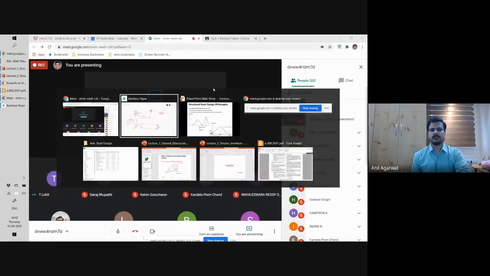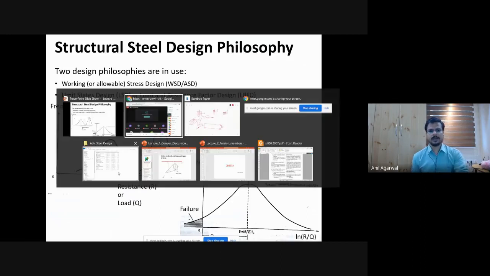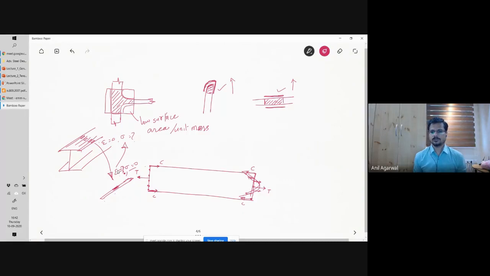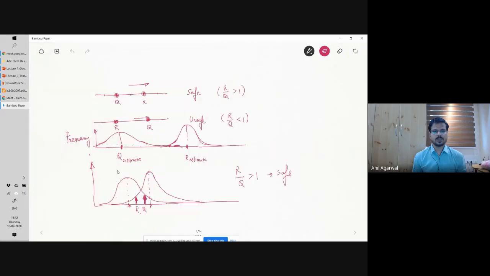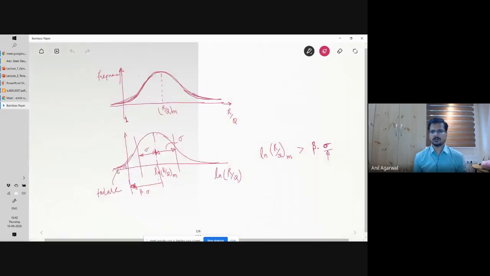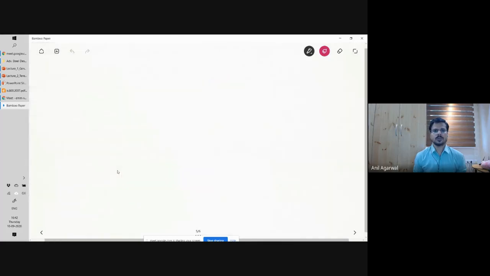Yes. Okay. So now we will move to the next topic, that is design philosophies. Okay, so let me take you to a small number line. Let's say I have a number line, and on this number line I am recording different force values and resistance values. So the way it is done is, this is increasing order.